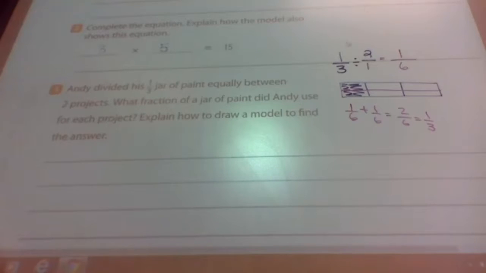Or is this yours? It doesn't have any handwriting on it. It doesn't have anything. Come up there. All right, number 4.